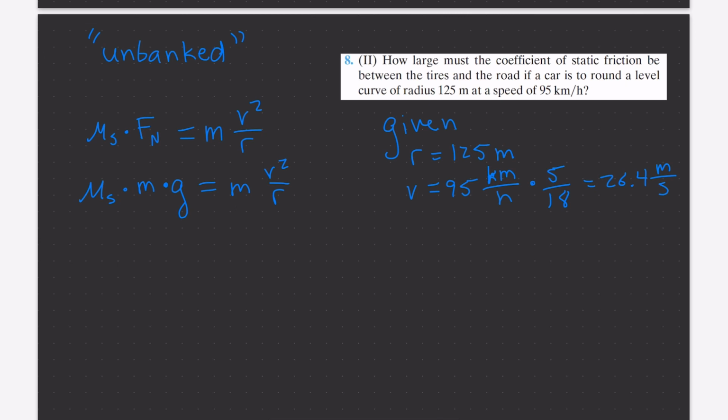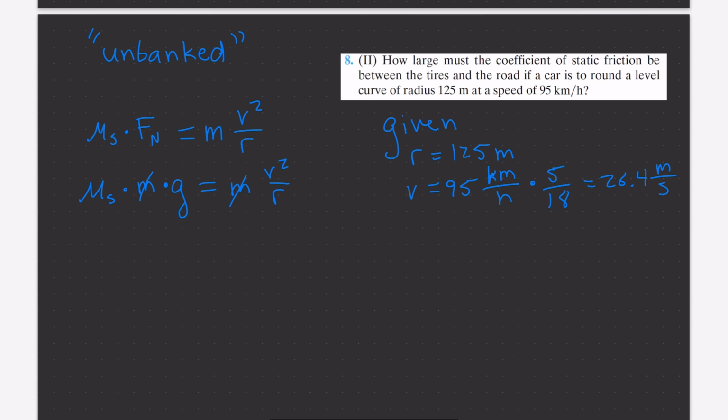All right, so this should be the same. Okay, this should be the same, no problem here. We have the coefficient of static friction times mass times gravity is equal to mass times v squared over r. And what's beautiful about this is I can go ahead and cancel out my mass. And that's great because I wasn't given mass. We want to try to find the coefficient of static friction without mass, and now it's gone.